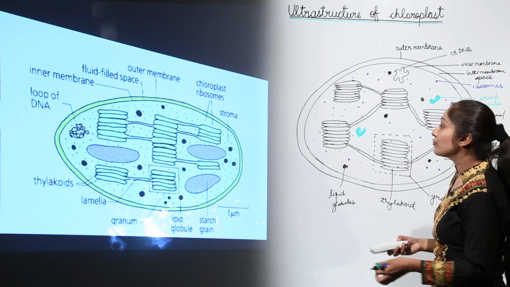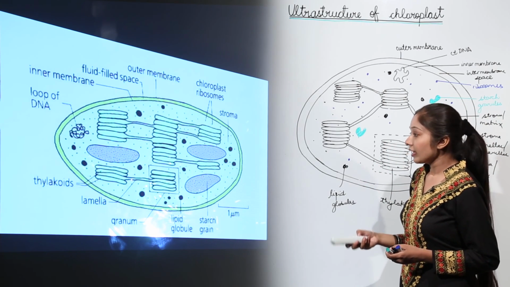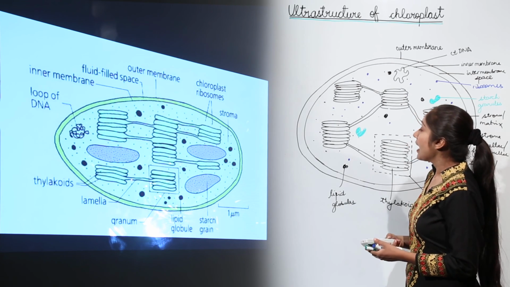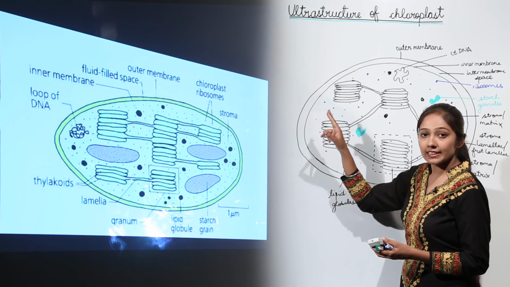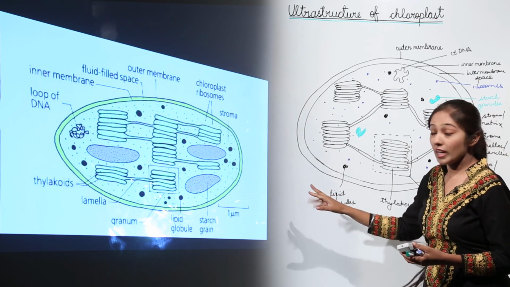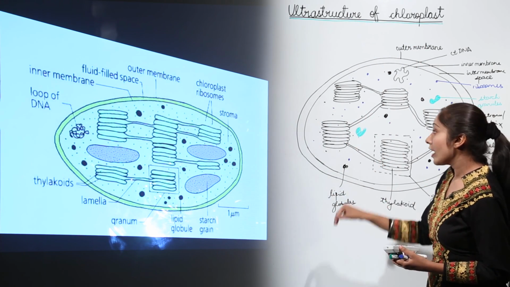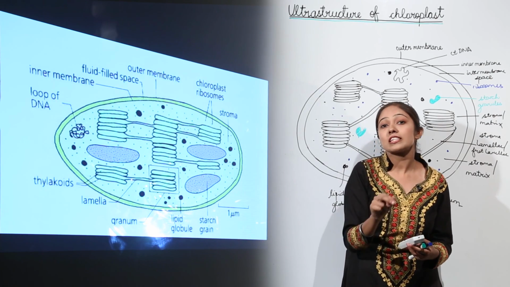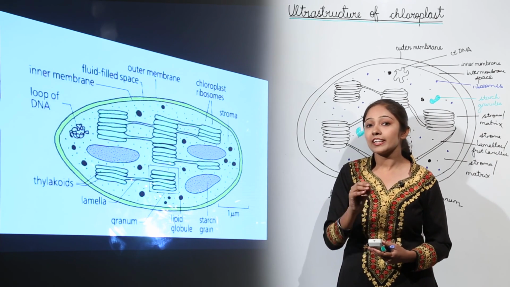Okay. Next we move on to the next slide. After moving on to the next slide, I hope that this ultrastructure of chloroplast will be very clear to you. Just draw this in the notebook. Now in the next slide we are going to discuss a few diagrammatic questions.